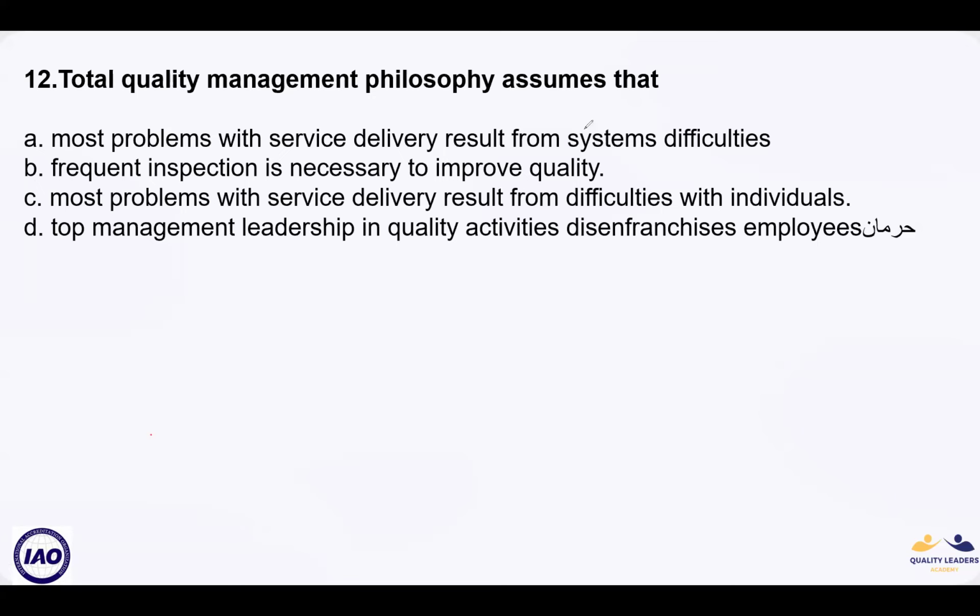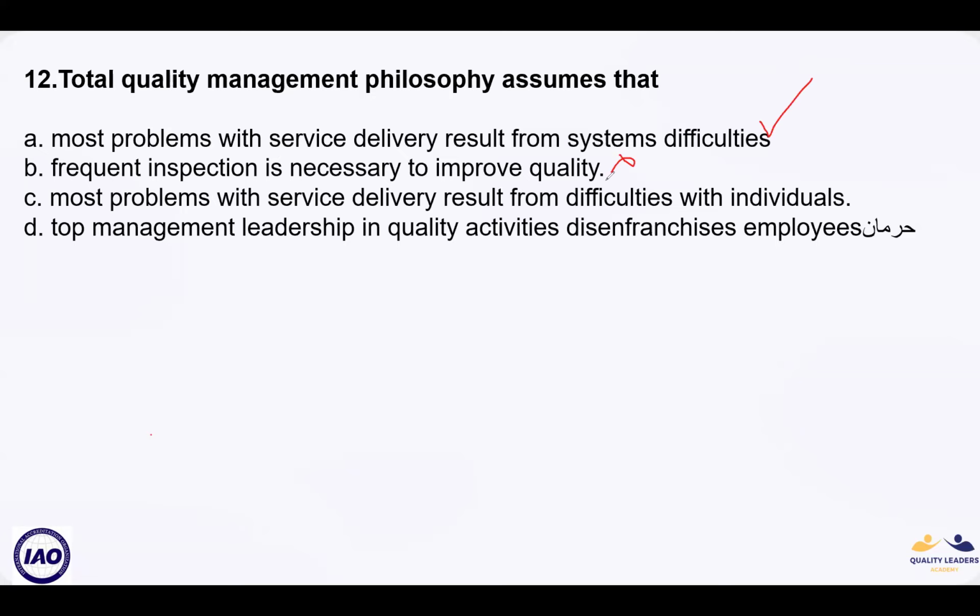Here, TQM philosophy assumes that, okay, option A, systems difficulty causes most problems? Yes, because this is TQM's core assumption. Option B, frequent inspections improve quality. TQM actually rejects this particular thing. This is more of the old school quality thought, right? And most problems with service delivery result from difficulties with individuals.